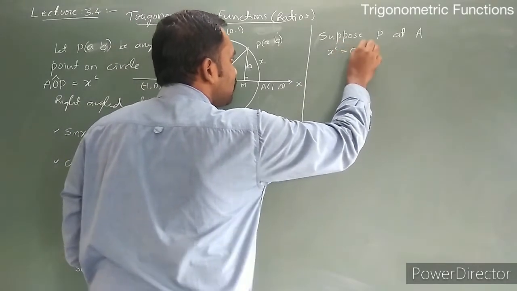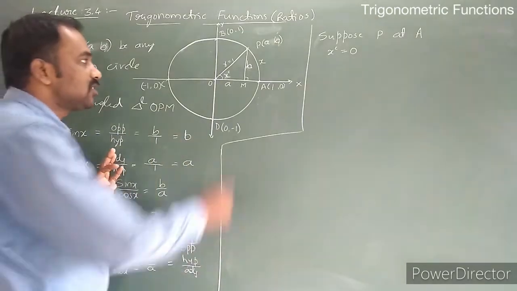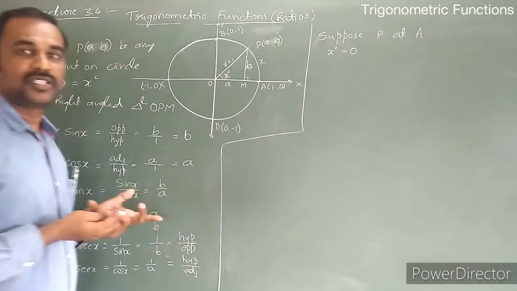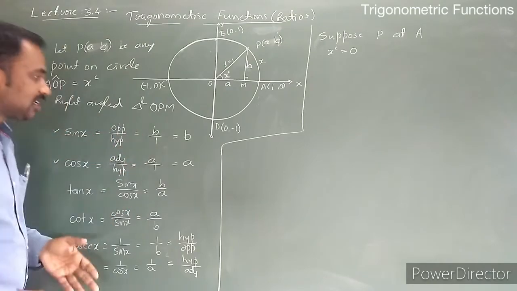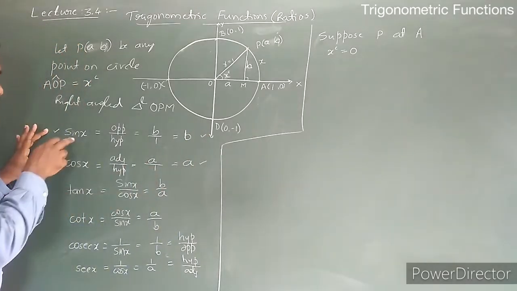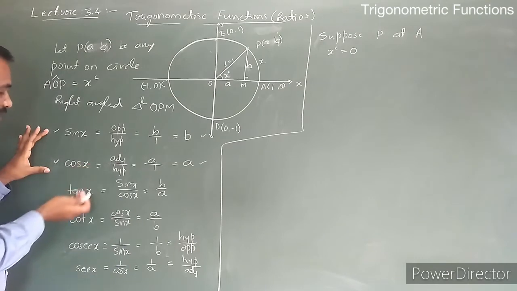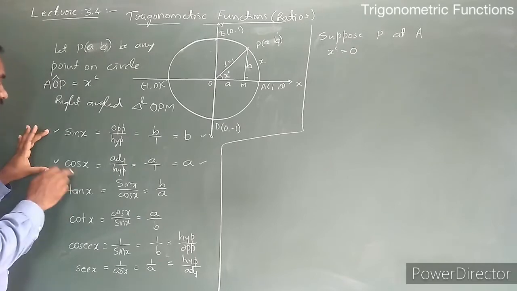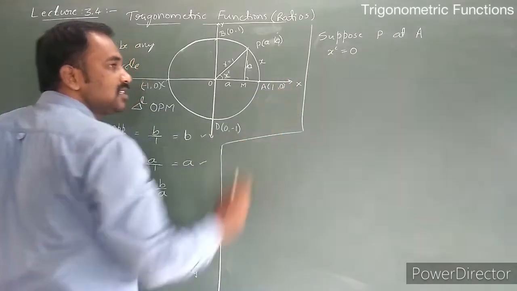That x radian is equal to how much? That angle is 0 radian or 0 degree. So I am talking in terms of radian. If it is 0, what are the values of all the six trigonometric ratios? To find all six trigonometric ratios, it is sufficient to find the sine and the cos. If you get the sine value and the cos value, you can easily get the remaining four values, because I defined the remaining four values in terms of sine and cos only. So first try to get the sine and cos value when the angle is 0.